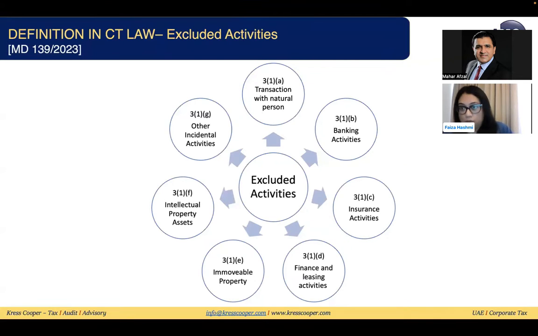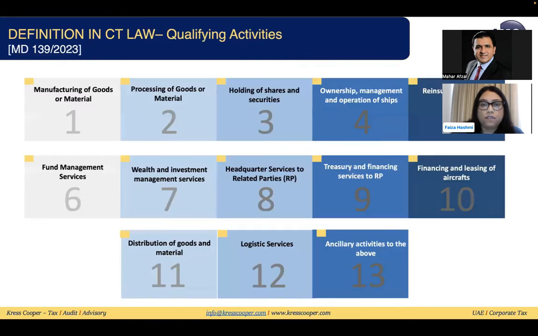The old ministerial decision and cabinet decision that had come out explained what the excluded activities are and what the qualifying activities are. At that time they had told us that excluded activities, if you perform them, turn it into a non-qualifying income. They were transactions with natural persons, banking activities, insurance activities, finance and leasing activities, immovable property, and ownership or exploitation of intellectual property assets, or any other incidental activities.